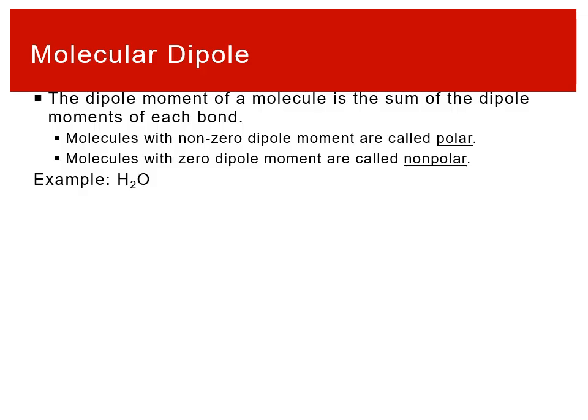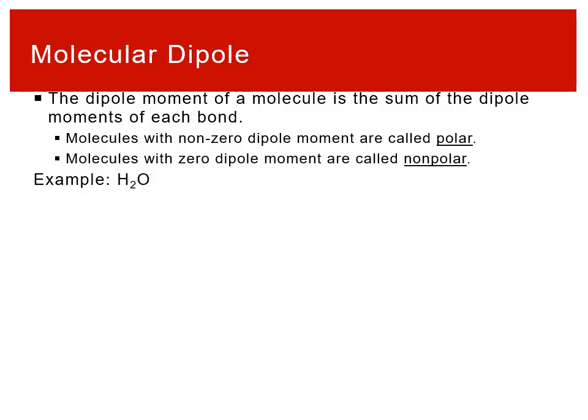So that was for bonds. What we care about are molecules. So if a molecule only has 2 atoms, you're done. But if the molecule has more than 2 atoms, it's a more complicated process to determine if that molecule is polar. Okay? You have to combine all of the different bonds.